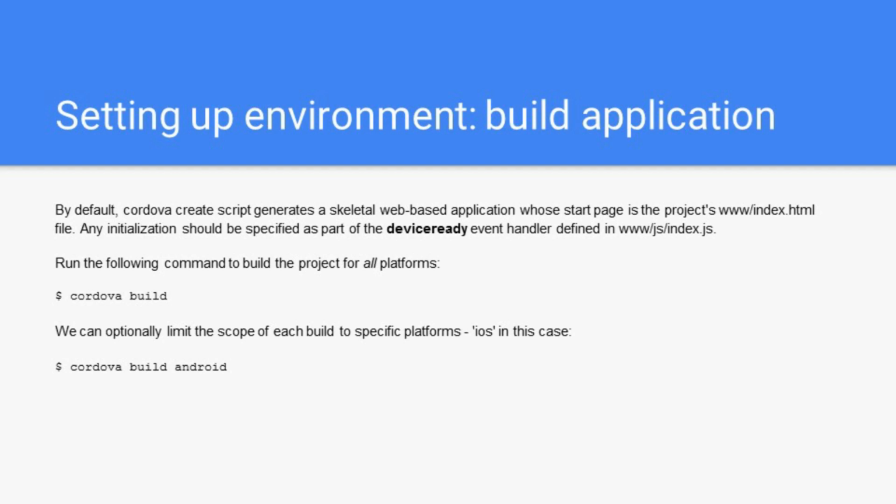By default, the Cordova create script generates a skeletal web-based application whose start page is the project's www/index.html file. Any initialization should be specified as part of the deviceready event handler defined in www/js/index.js. Run the following command to build the project for all platforms: cordova build. Run the following command to build the project for specific platforms: cordova build android.